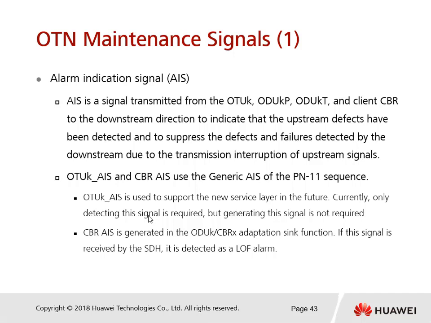And here we mentioned the OTUK AIS and the CBR AIS, and how they work. First, OTUK AIS is used to support the new service layer in the future. Currently, only detecting this signal is required, but generating this signal is not required. Another one, CBR AIS, is generated in the ODUK or CBRX adaptation sink function. If this signal is received by the SDH, it's detected as a loss of frame alarm.